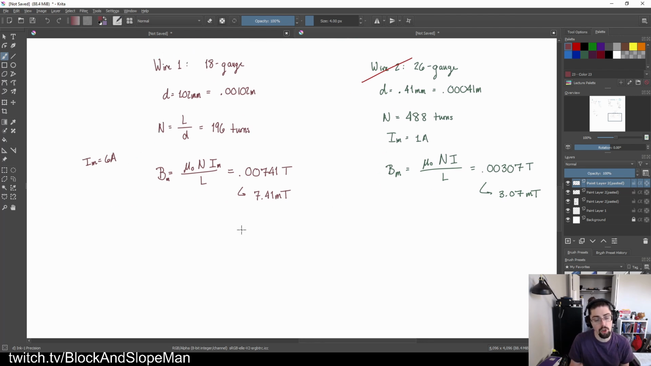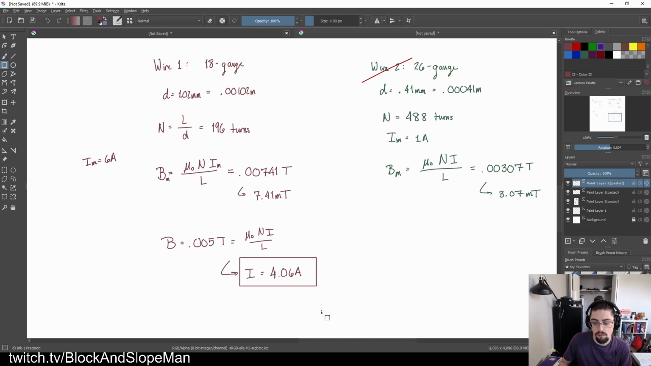The last thing we need to do is tune this thing up so that it's got the right current. We know that the actual magnetic field we want is 0.005 Tesla. So set it equal to mu naught N I over L. We have everything else, so we just solve for the final current that it needs to be, and we should find 4.06 amps. And there we have it.